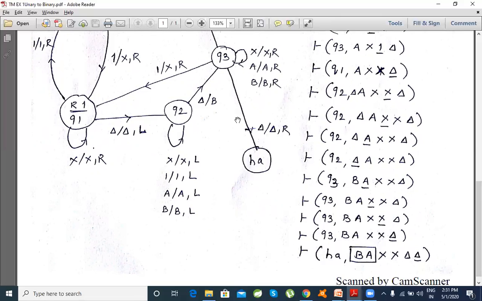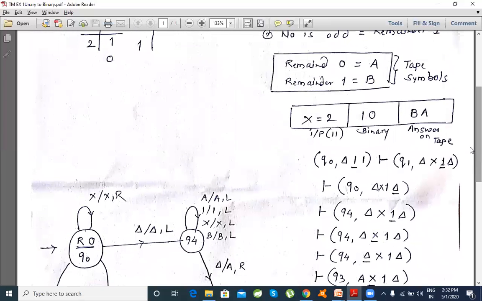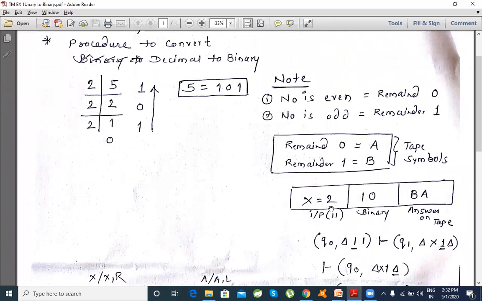So this is what I need to shift from Q3. If the null is received, this null should be replaced by null and move towards right. So this is the right end where the machine takes a halt. Halt means when the machine halts and the input is exhausted, the machine has secured its answer BA. What is BA? BA is nothing but the answer expected in binary after processing this. Understood what I'm saying?